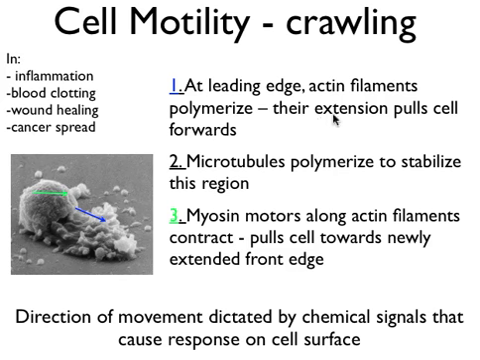And this shows you how it depends on the actin filaments. The actin filaments are the ones that are dynamic and that polymerize and pull the cell forward. And how the microtubules are used to stabilize everything. And the myosin motors along the actin filaments pull it together. The direction of movement is dictated by chemical signals. So there are chemical signals that cause a response on the cell surface, which dictates direction of movement.